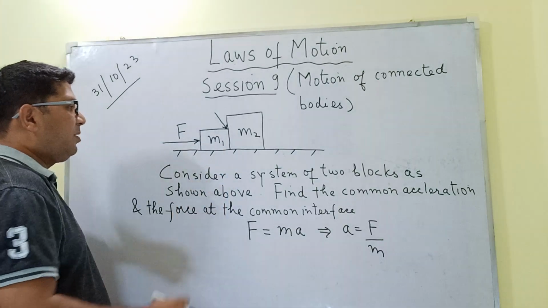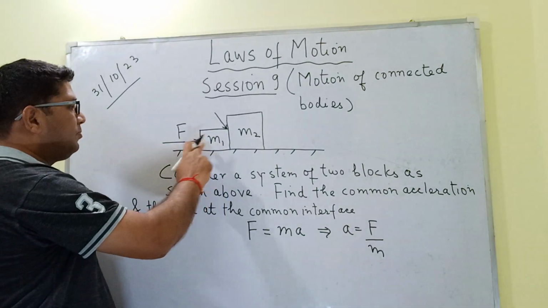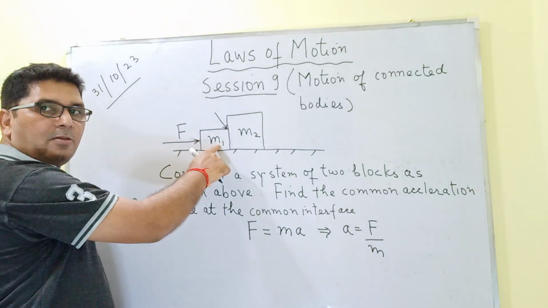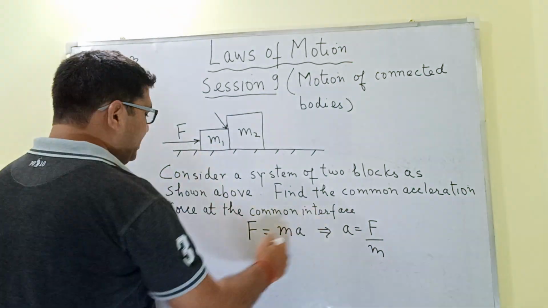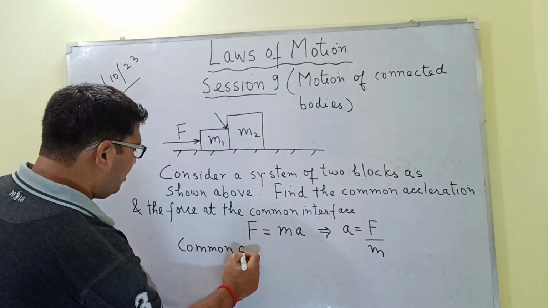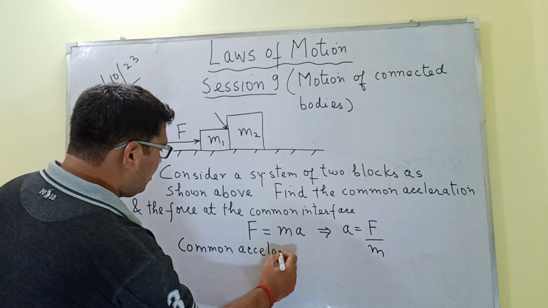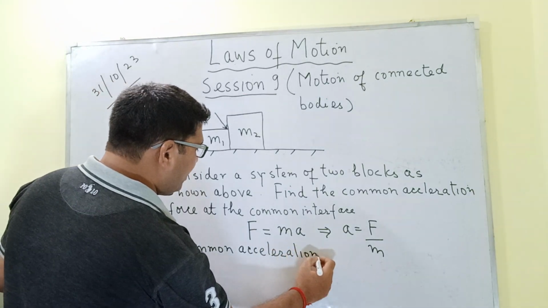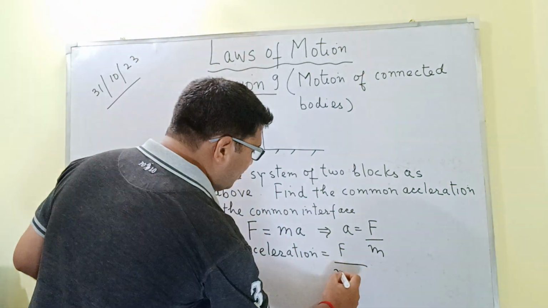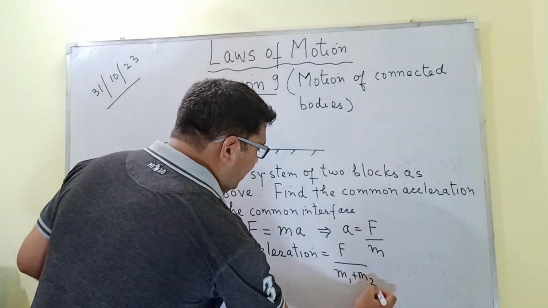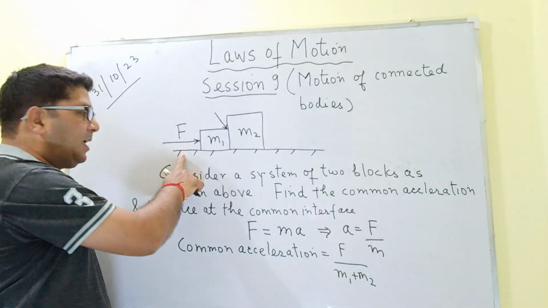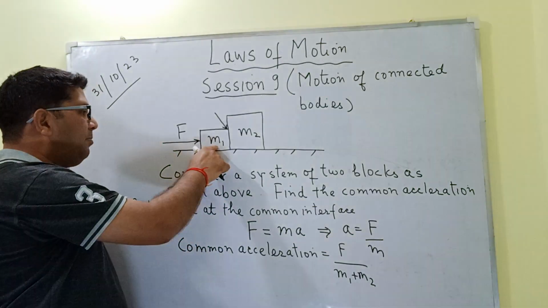Now in this case, since these two bodies are moving together, when the force F is applied on the block having a mass m1, the common acceleration will be given by the force applied divided by the total mass, and the total mass is equal to m1 plus m2. So this is the common acceleration of the system of two blocks when a force F is applied to the block having a mass m1.